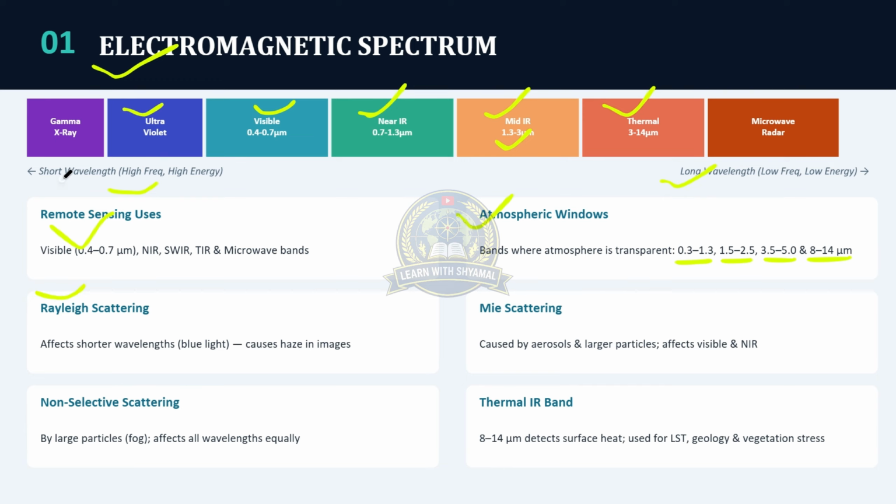Rayleigh scattering affects shorter wavelengths. Blue light causes haze in images. Mie scattering, caused by aerosols and larger particles, affects visible and near infrared. Non-selective scattering by large particles, like fog, affects all wavelengths equally. The thermal infrared band, 8 to 14 micrometer, depicts surface heat, used for LST, land surface temperature, geology and vegetation stress.